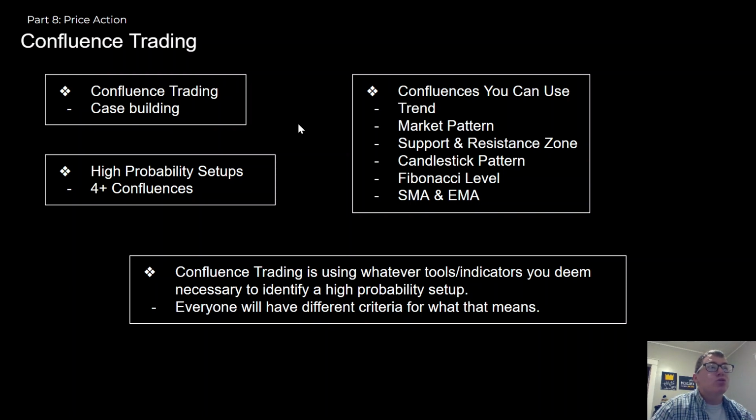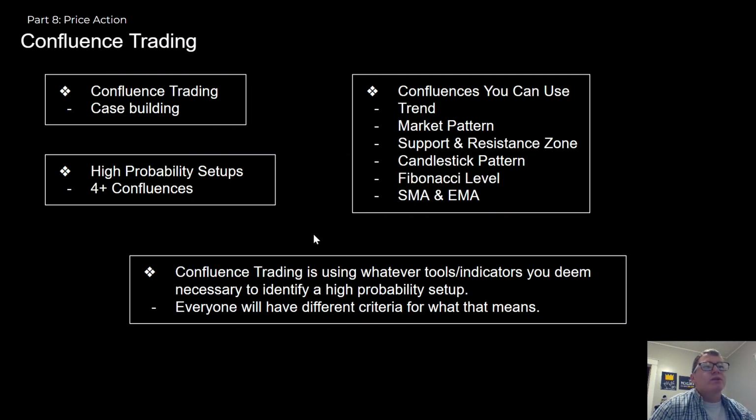Now, the confluences that I use really are the trend, market patterns, candlestick patterns, support and resistance, and market structure. And then the last two I have listed here are confluences that I've used in the past, but I do not use any longer. I'm going to discuss these at a later part in the course. I'm not going to spend a lot of time on them because I don't use them. But I do know a lot of people use them and love them, like that's their bread and butter, which, hey, that's fine. I just personally don't use them.